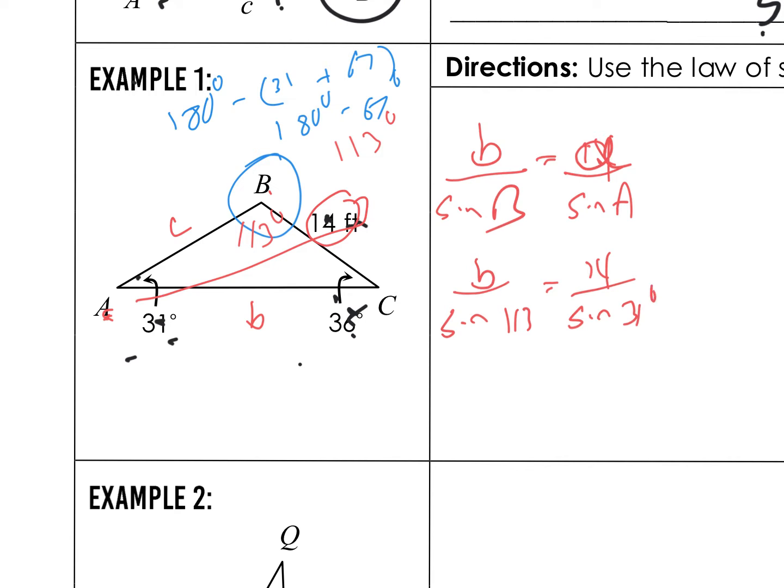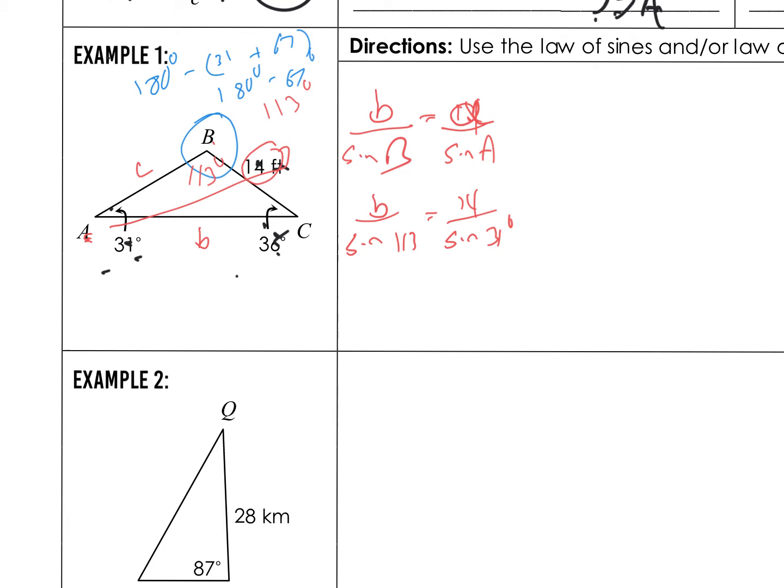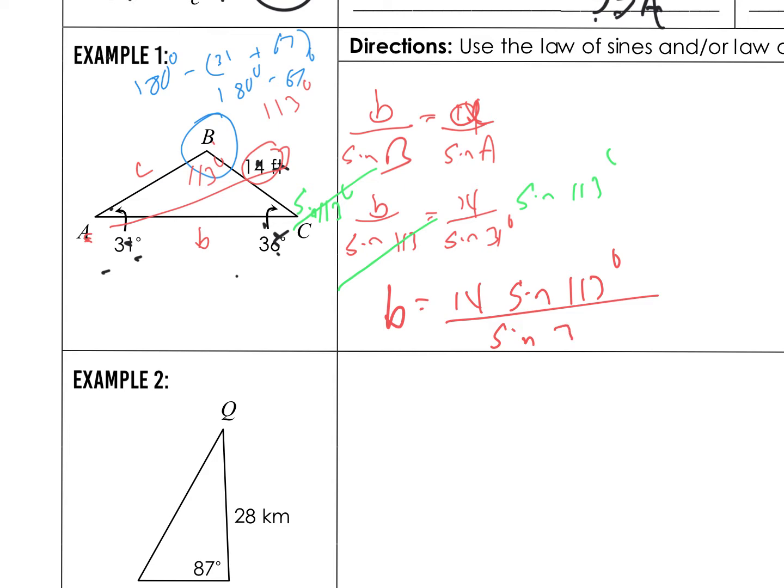The reason I put the small b on top is it makes it easy to solve for it. All I have to do is multiply both sides by sine of 113 degrees and it cancels here. So here's what the final equation looks like. Side B is equal to 14 times the sine of 113 degrees divided by the sine of 31 degrees. Yes?